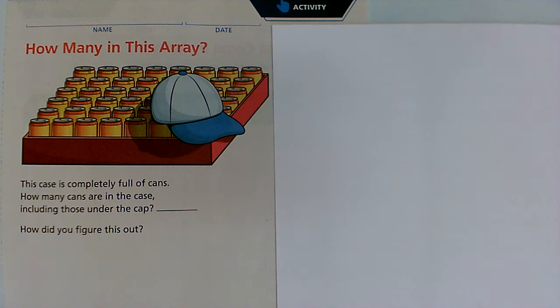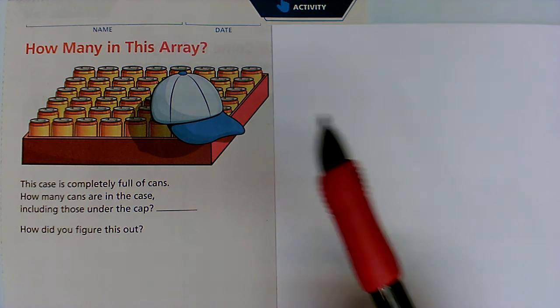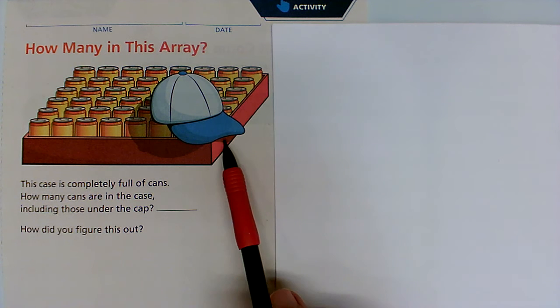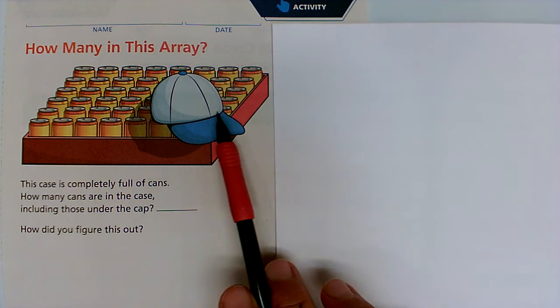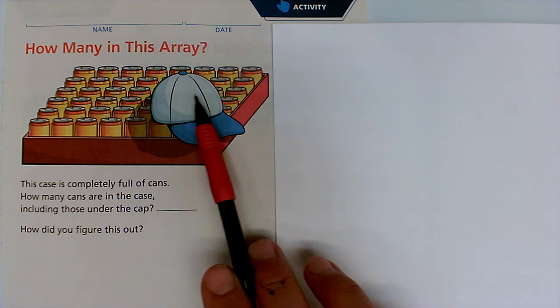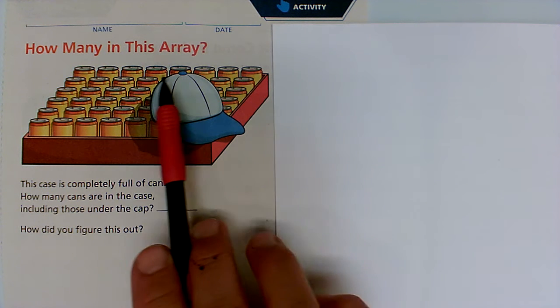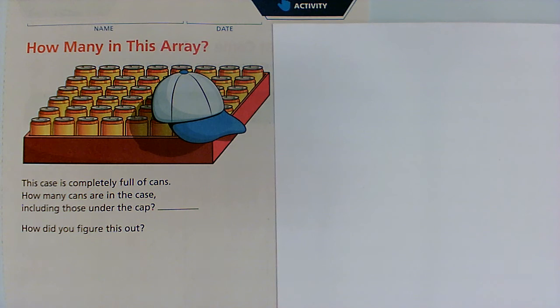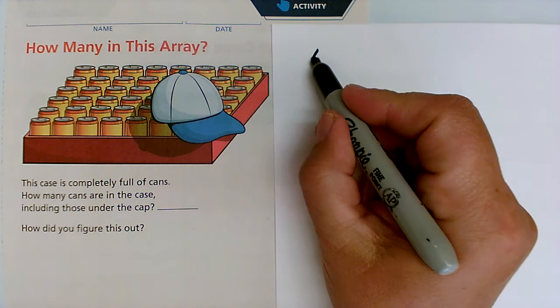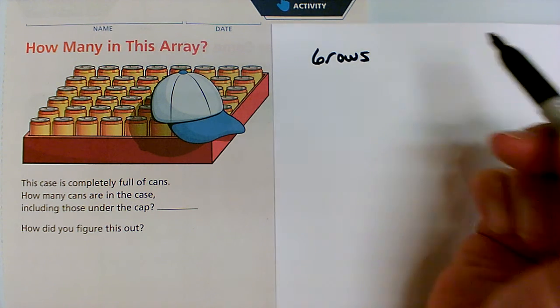Let's take a look. The first thing that we want to determine is how many rows we have. If you remember, rows go from left to right, and it's a horizontal line. So my first row would be here, my second row is here, my third row is here, the fourth row is here, fifth row is here, and this is the sixth row. So I know that there are 6 rows in this case of cans.